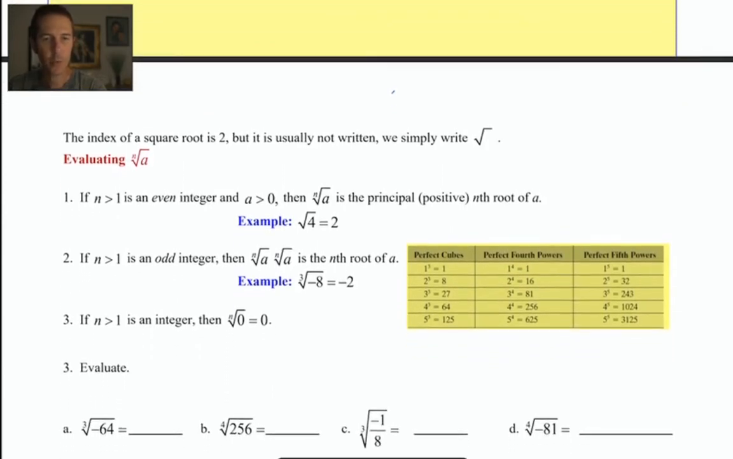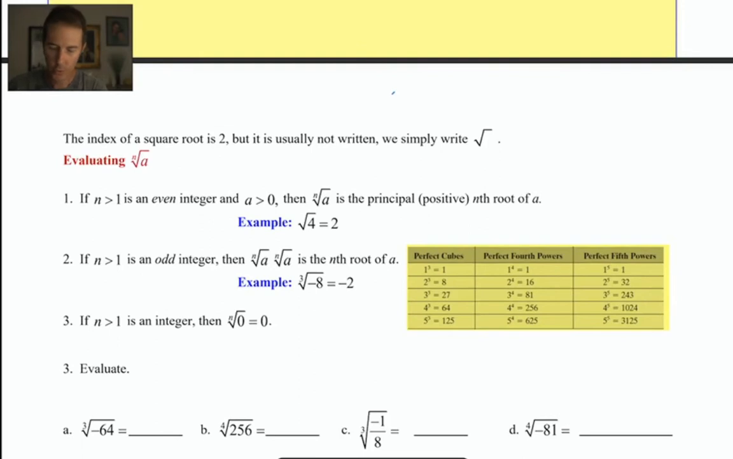The index of a square root is 2, even though we don't usually write it. We normally just write the square root symbol, but there is an invisible 2 right there, just like you've got x to the third power and x squared and x to the first power, but we don't usually write the 1 on x to the first power. Similarly, we don't write the index of 2 on a square root, but if it were a cube root, we would have to write the index of 3.